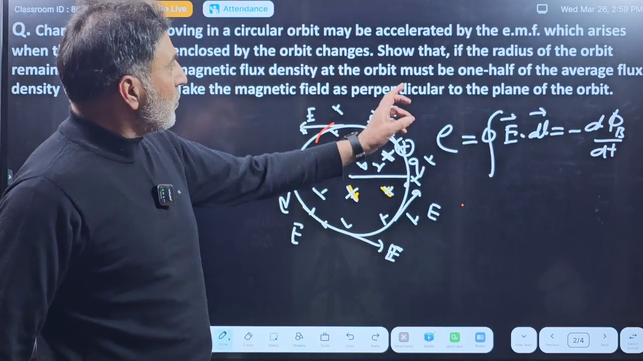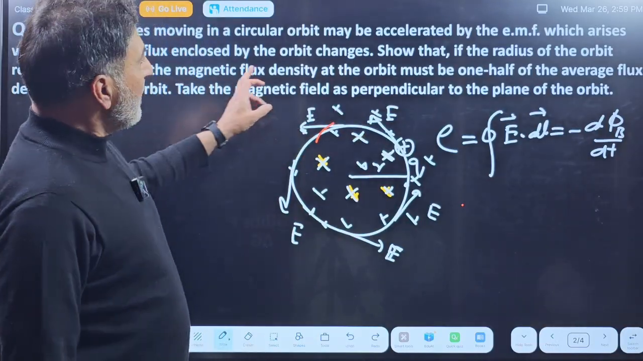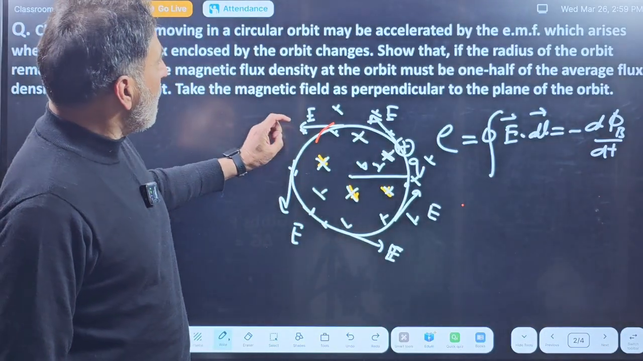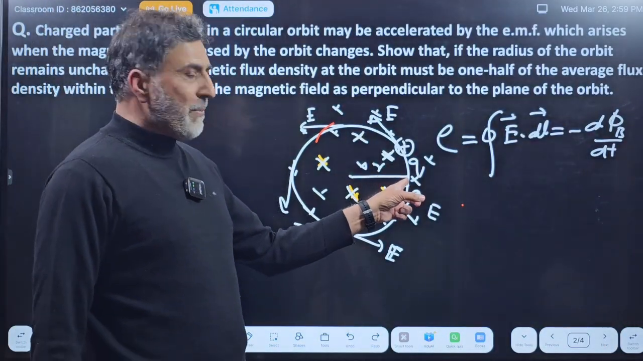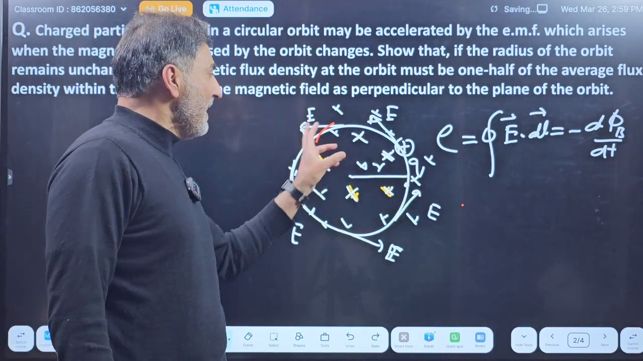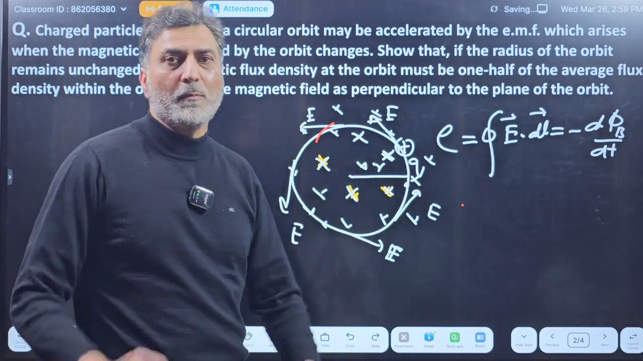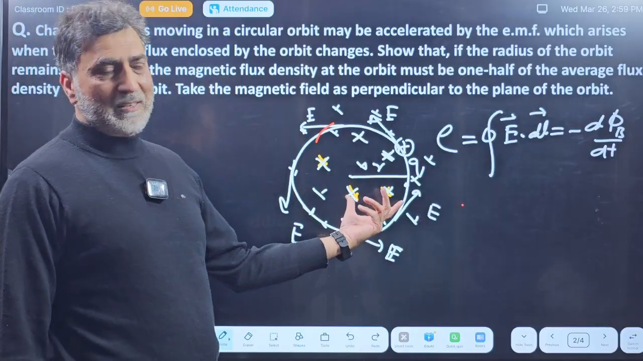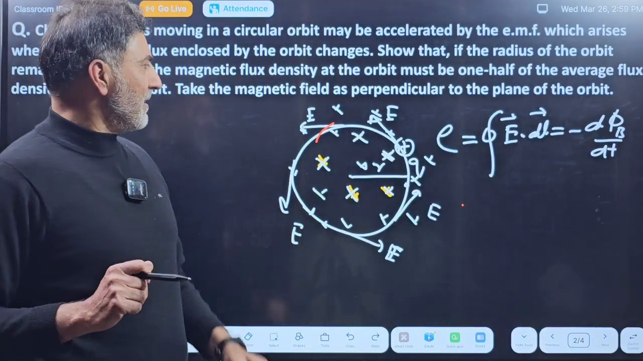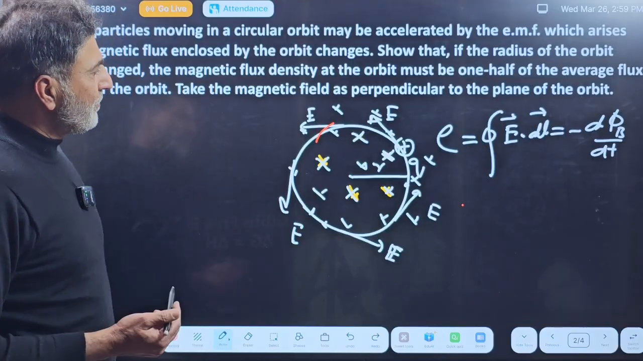That is the question. The question says we have to prove, in order to keep the orbit constant, that the magnetic field on the periphery should be 1/2 of the average magnetic field inside the circle. That is what we have to prove in order to keep the orbit constant. Basically, this concept is used to accelerate charged particles. So what should we do?